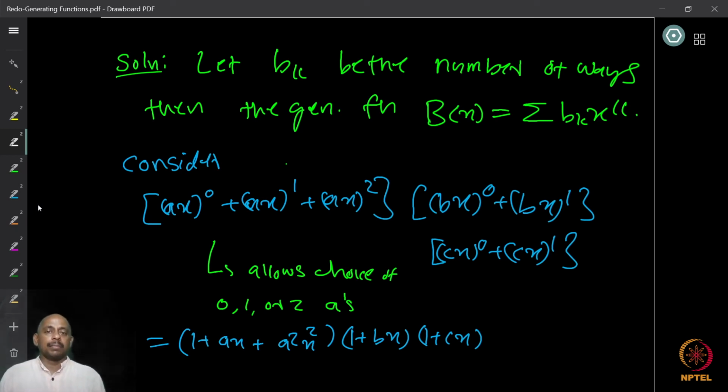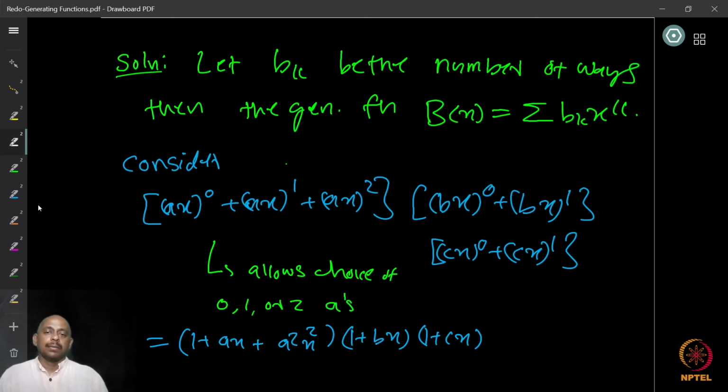So let us denote by Bk the number of ways of doing this. So the generative function for this sequence Bk is B of x equals summation Bk into x raised to k. Now, what is precisely B of x? To count B of x, I am going to use a slightly different method.